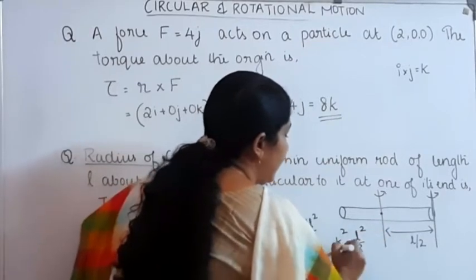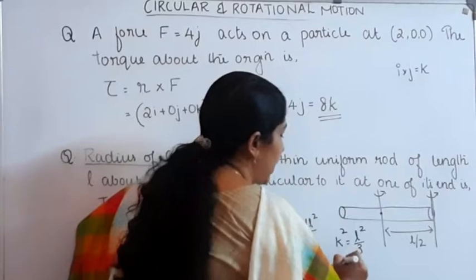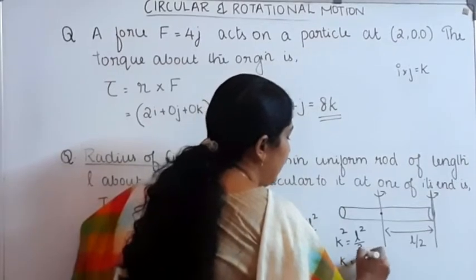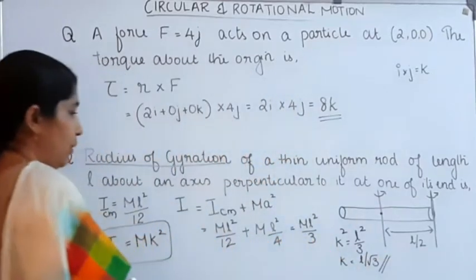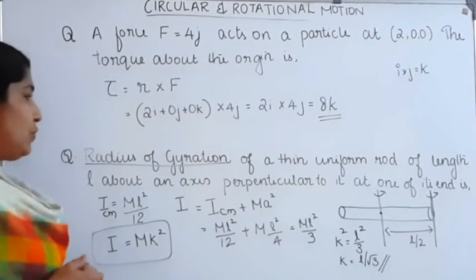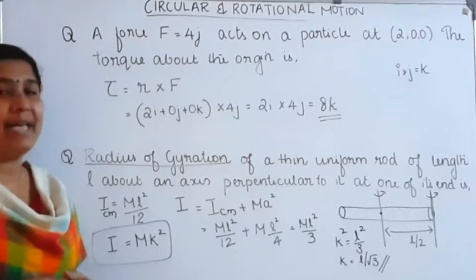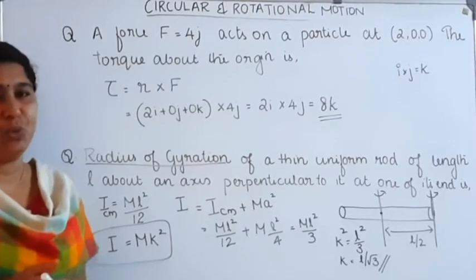Then the radius of gyration K is equal to L divided by root 3. Therefore, our answer is: radius of gyration K equals L divided by root 3.